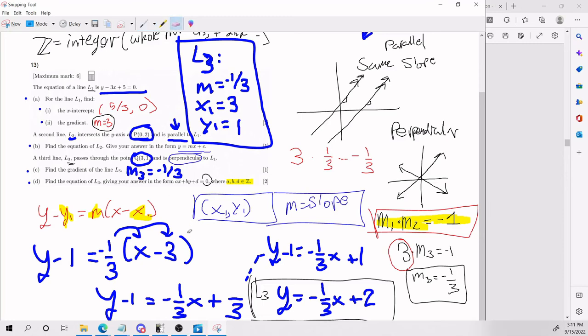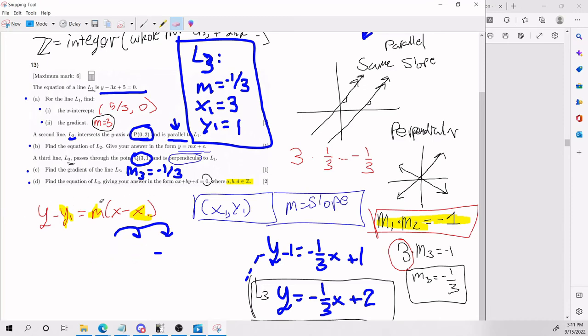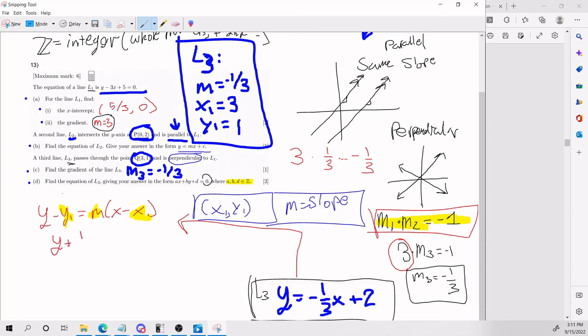So let me make some space here on the left. I suggest first throwing everything to one side and dealing with the fraction later. So that's what I'm going to do right now with L3. I'm going to take L3 and throw it all onto the left. So I'm going to have y plus 1/3 x minus 2 equals 0. All I did was plus 1/3 x to get rid of this term and minus 2 to both sides.